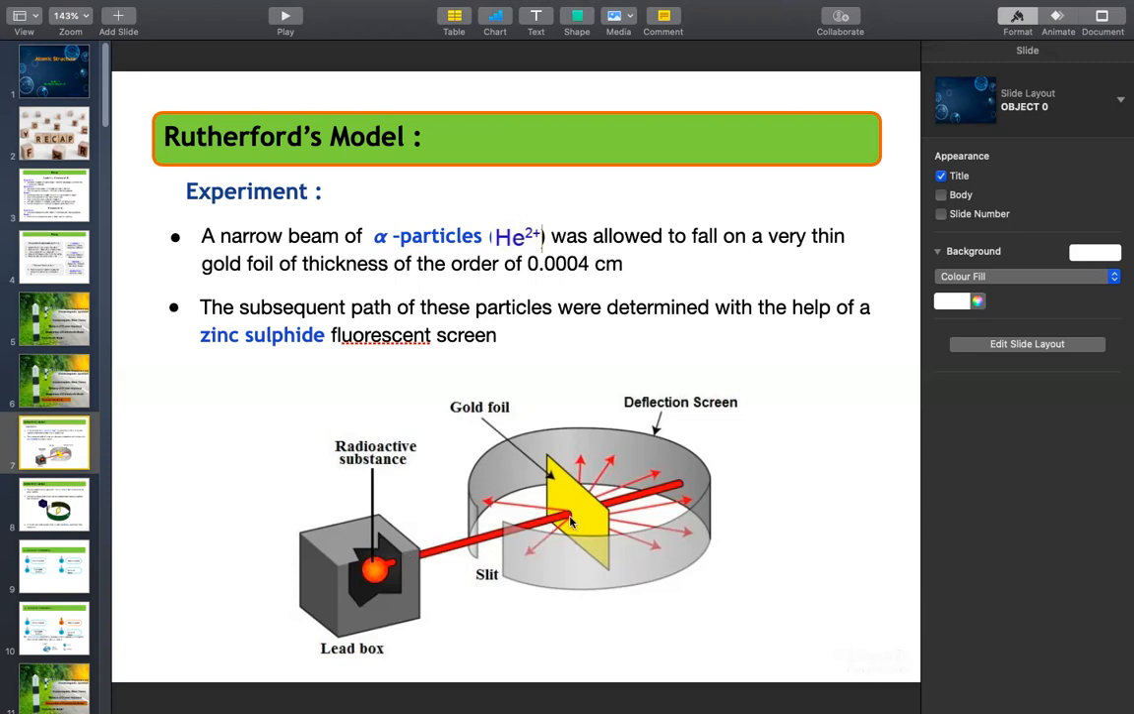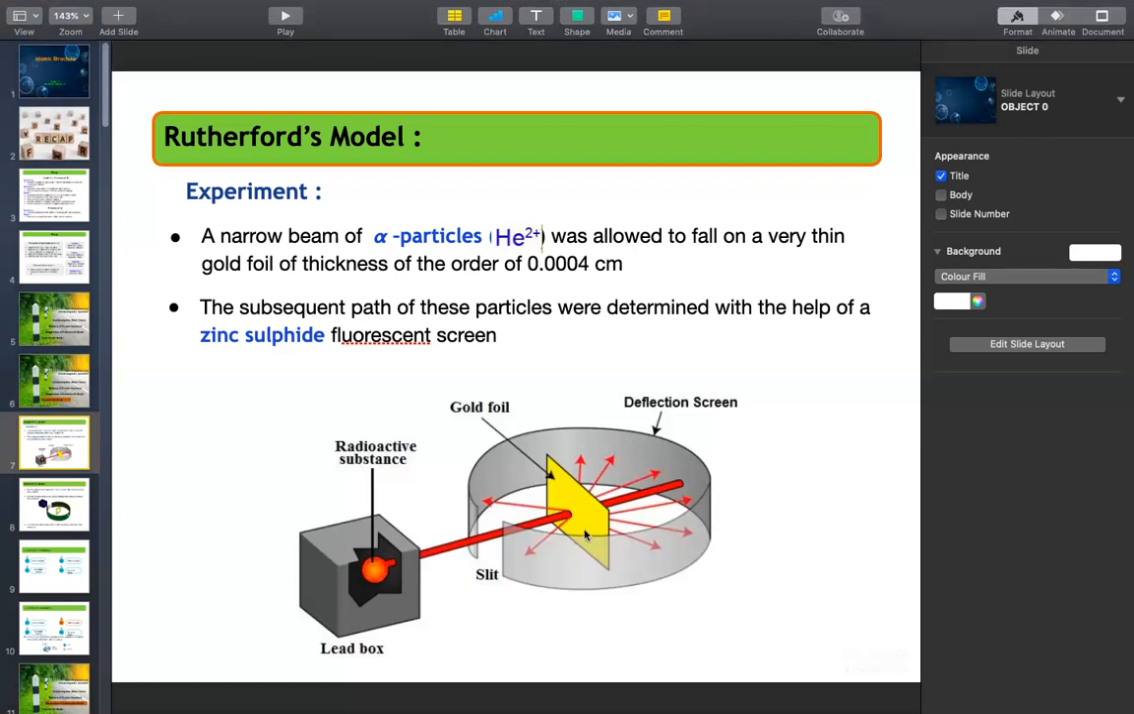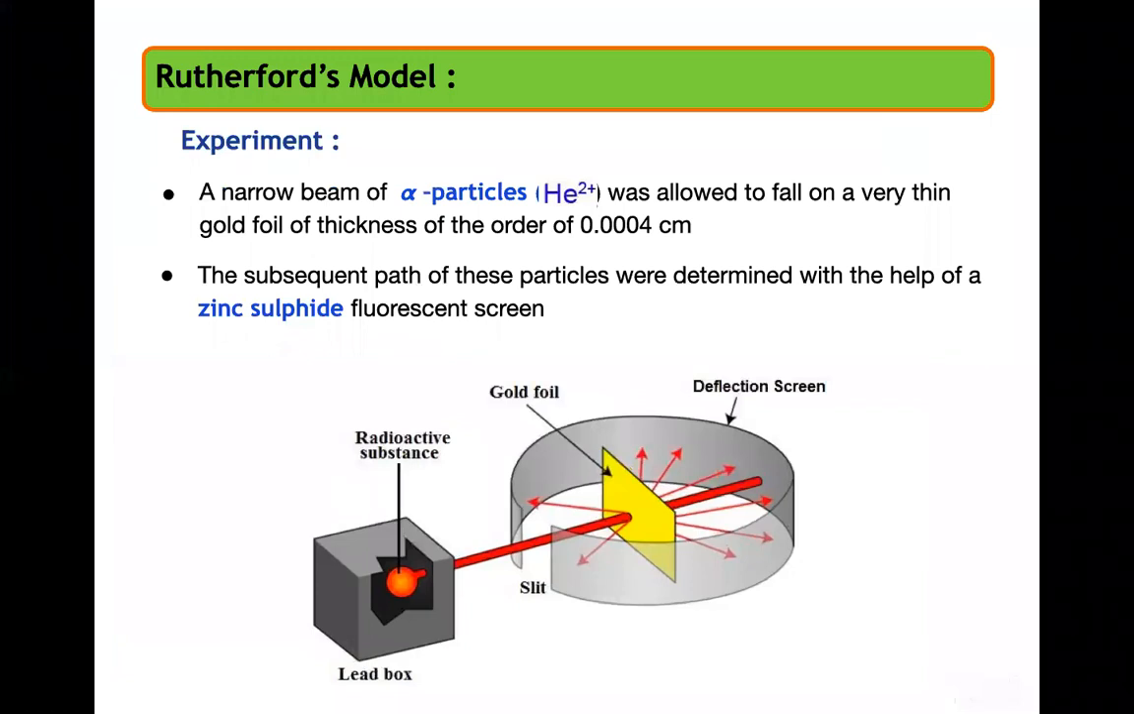So what happened? When the gold foil was bombarded, most of the alpha particles passed undeflected. And he took a very thin gold foil, very thin. Most of the alpha particles went undeflected. Few got diverted like this, few got diverted like this, right?